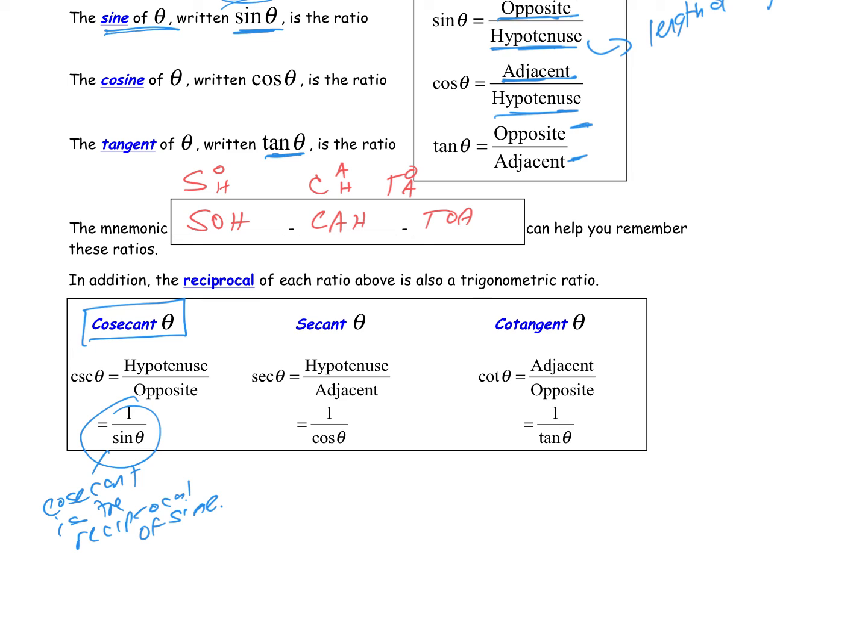The next definition is secant. So secant theta is the reciprocal of cosine. So secant theta is the length of the hypotenuse over the length of the adjacent side. And cotangent theta is defined as the reciprocal of tangent, and it is the length of the adjacent side over the length of the opposite side. And then you will need to memorize or remember how these ratios relate to each other.